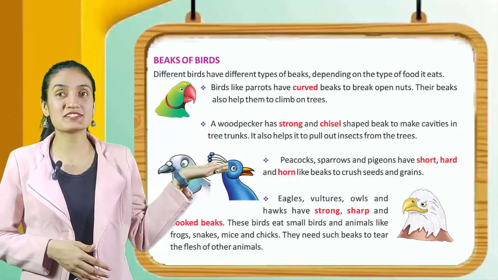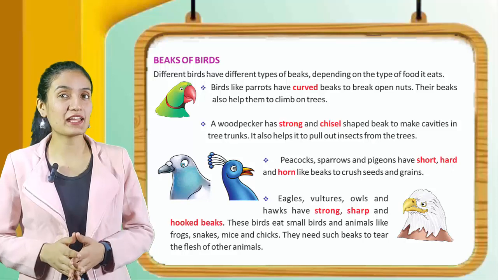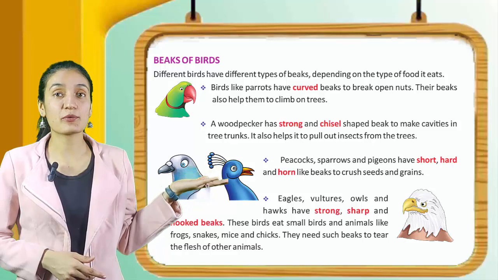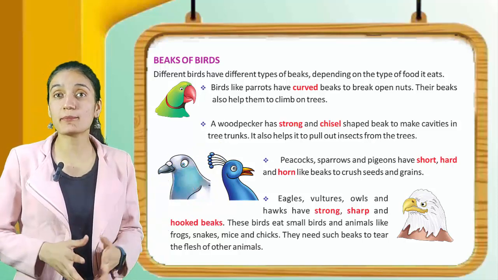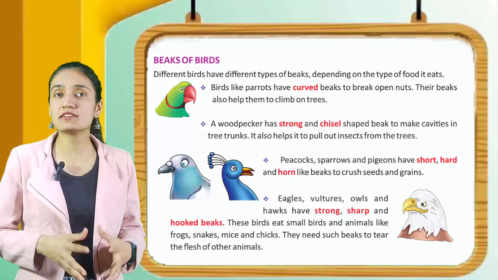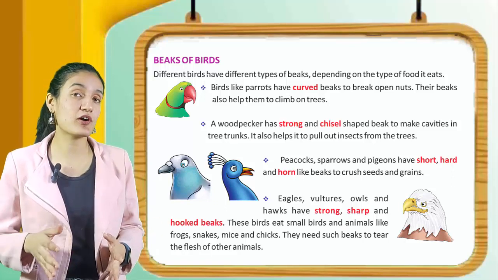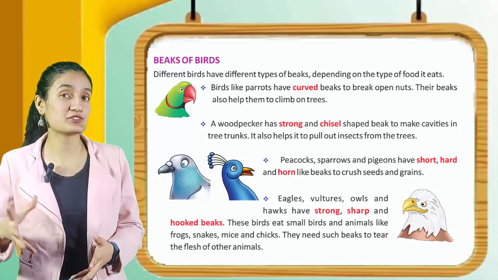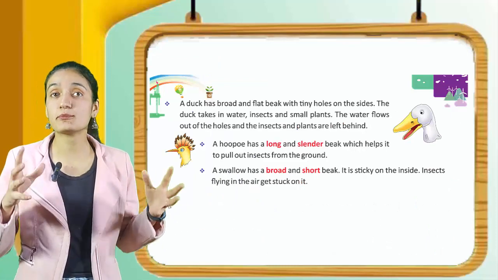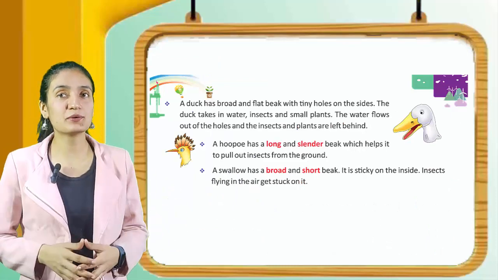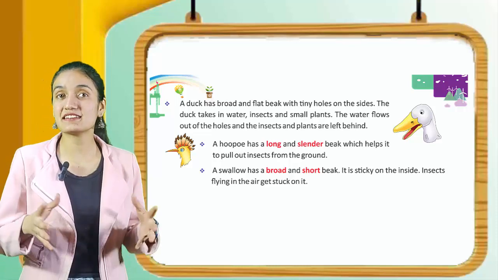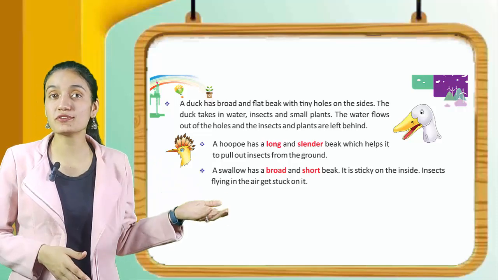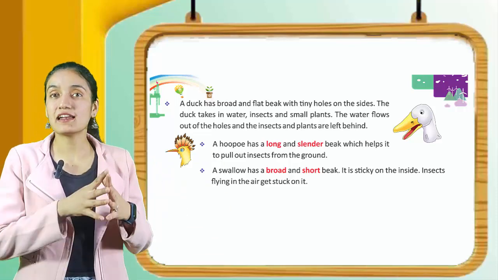Peacocks, sparrows and pigeons have short, hard and horn-like beaks to crush seeds and grains. Eagles, vultures, owls and hawks have strong, sharp and hooked beaks. These birds eat small birds and animals like frogs, snakes, mice and chicks. They need such beaks to tear the flesh of other animals. A duck has a broad and flat beak with tiny holes on the sides. The duck takes in water, insects and small plants. The water flows out of the holes and the insects and plants are left behind.